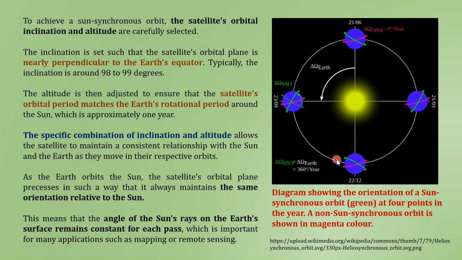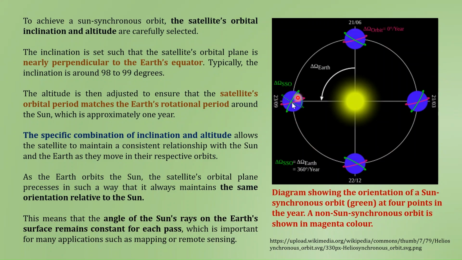The green line represents the sun synchronous orbit, and as the earth orbits around the sun, the satellite's orbital plane rotates in such a manner that it always maintains the same orientation relative to the sun. Because of this, the angle of the sun rays on the earth's surface remains constant for each of the passes. And the magenta line represents a non-sun synchronous orbit, and we can see that this orbit is not changing with earth's revolution around the sun.